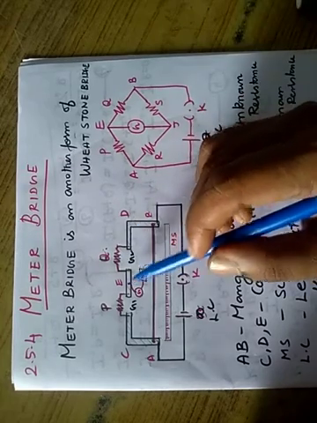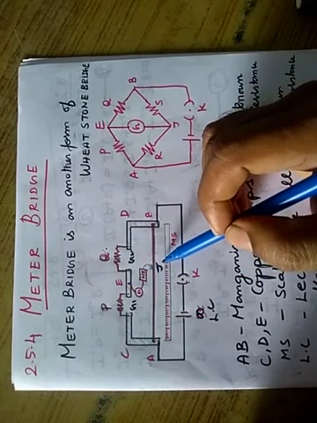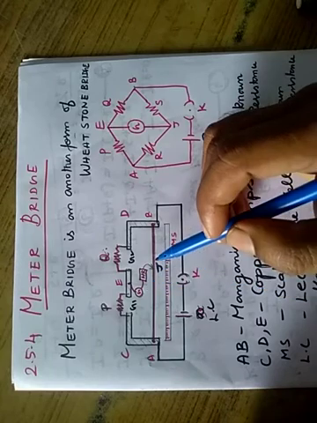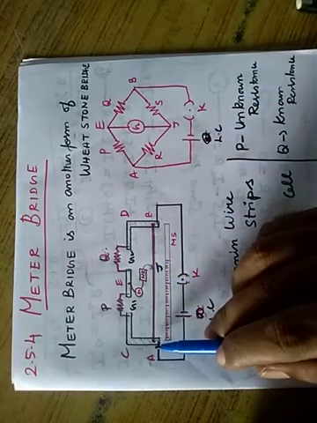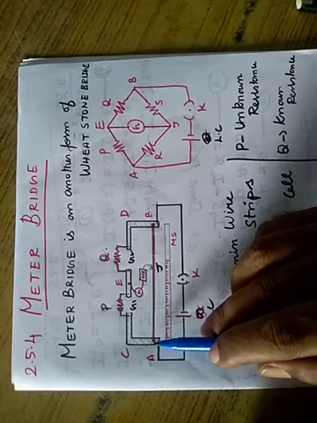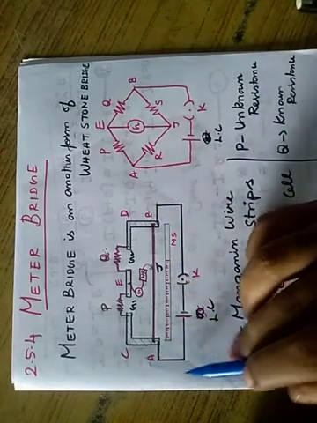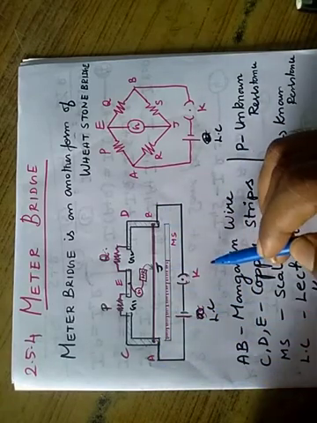The terminal E is connected with the jockey through a galvanometer and a high resistance. The meter bridge wire AB is connected with a Leclanché cell and a key.